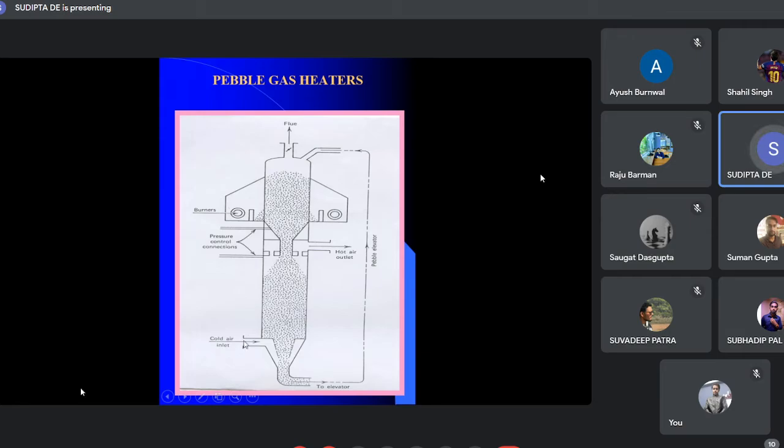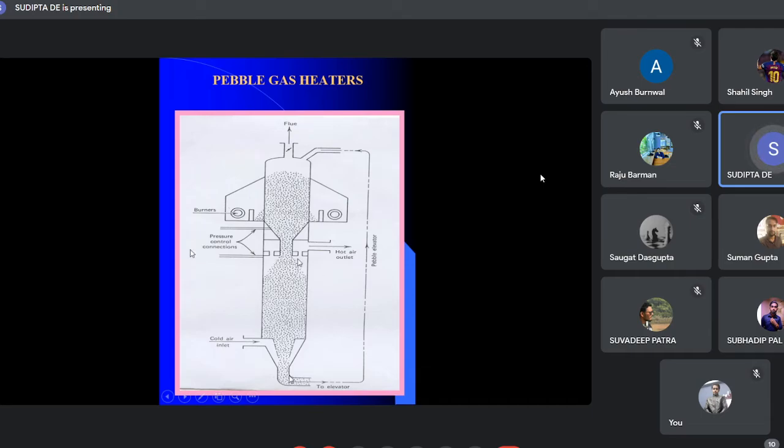Now, as the air is entering into the system, it has to find its path through these interstitial spaces. And these are heated pebbles, meaning significant amount of heat will get transferred from these pebbles to the passing air through the gap between the pebbles. Then the hot air comes out through the hot air outlet.